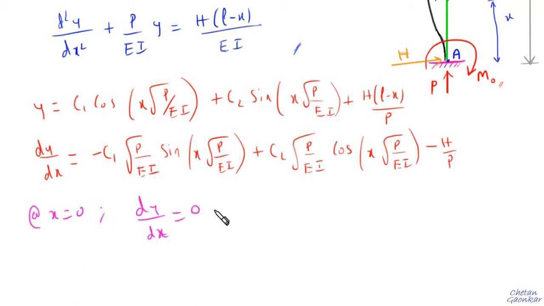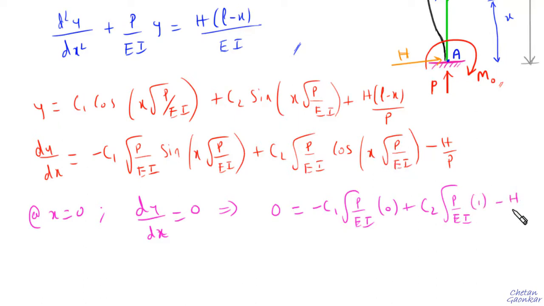Now when this dy by dx is equal to 0, what does that mean? This term will be equal to 0 when x is 0. So this will be minus c1. If I substitute x as 0 here, sine of 0 becomes 0, so this will be root of p by ei times 0, plus c2 root of p by ei, and cos of 0 is 1. So it will be 1, and this term will remain as it is.